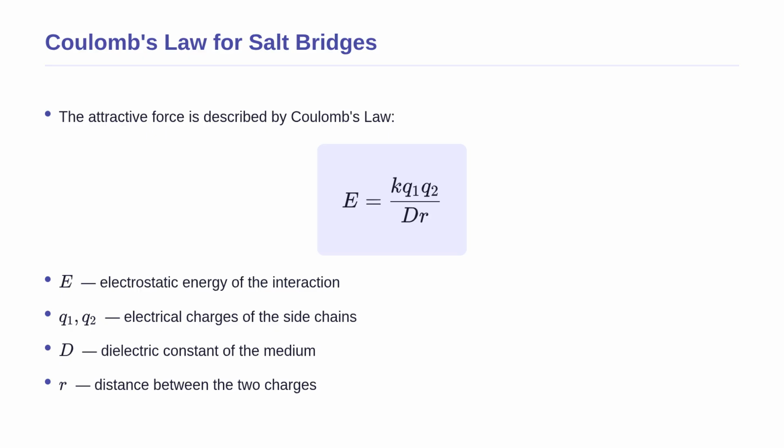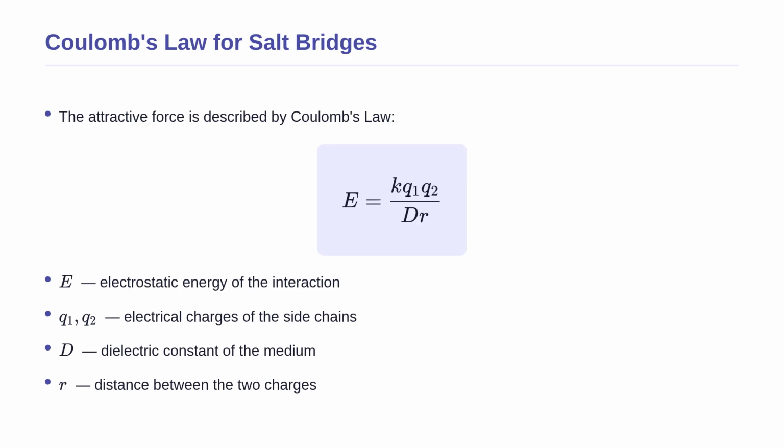Now that we understand the role of the environment, let us look at the mathematical formula that brings all these variables together: Coulomb's law. This equation calculates the electrostatic energy of the interaction, denoted by E. The constant K ensures our units align correctly. The variables Q1 and Q2 represent the electrical charges of the interacting amino acids. The symbol D is the dielectric constant we just discussed, sitting in the denominator. Finally, R is the distance between the two charges.